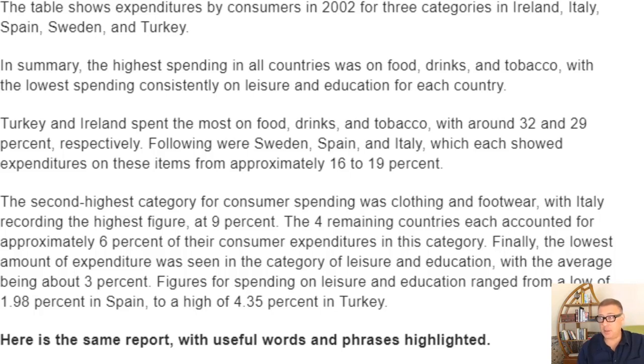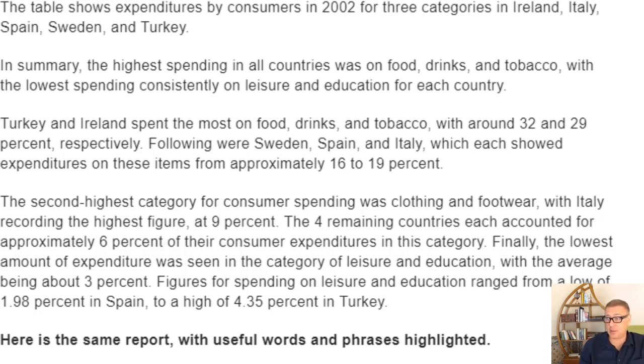So Turkey and Ireland spent the most on food, drinks, and tobacco, with around 32 and 29% respectively. Following were Sweden, Spain, and Italy, which showed expenditures on these items from approximately 16 to 19%. So those last 3 countries I've just put in a range and described that. So very concisely, I've talked about spending in that category, mentioned all 5 categories, and gave specific data also.